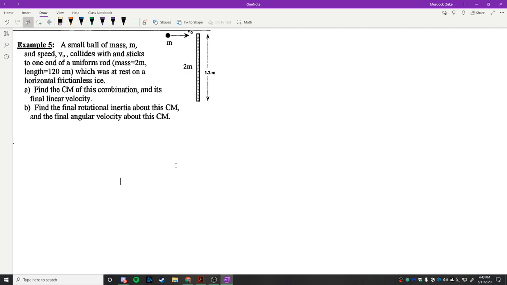It's almost identical to what we just did. The difference being, instead of having these two fixed things, it says a small ball of mass m and speed v0 collides with and sticks to one end of a uniform rod. The mass of the rod is 2m, and it has a length of 120 centimeters, and it was at rest on horizontal frictionless ice. We need to find the center of mass of this combination and its final linear velocity, and we want to find the rotational inertia about the center of mass and the final angular velocity about the center of mass. It's almost the exact same questions that we solved before. So why don't you guys try to solve part A?